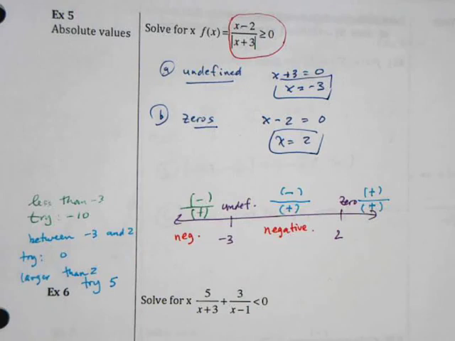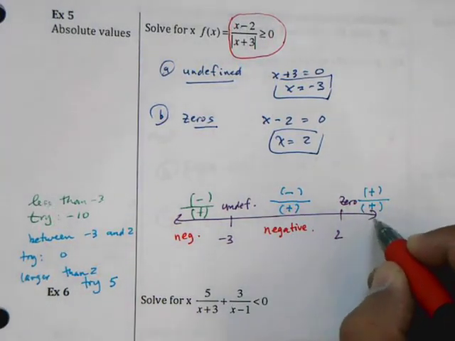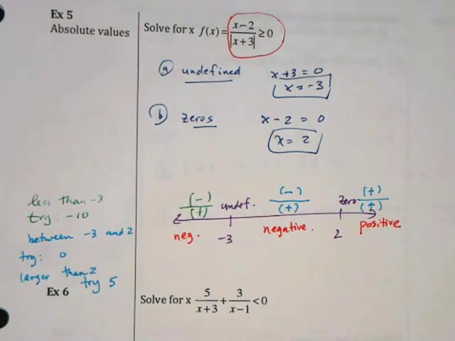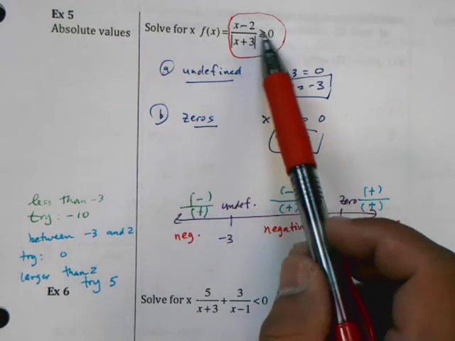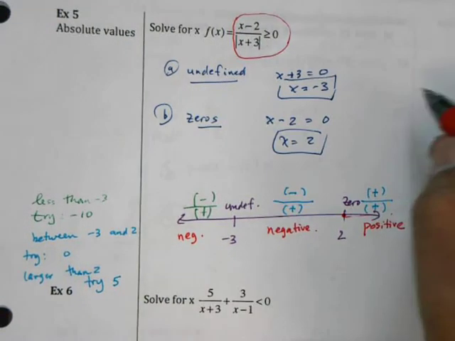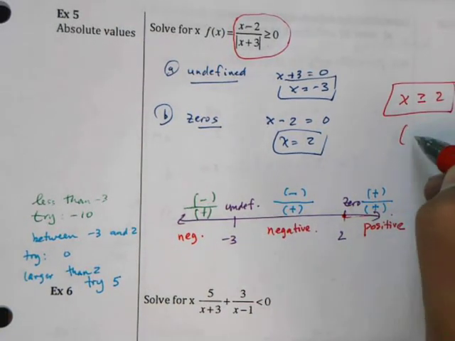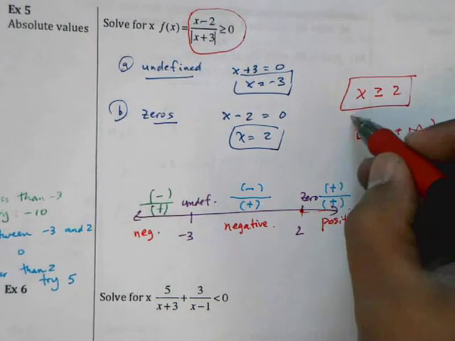So this leads me to conclude that if I put anything bigger than 2 in here, I'm going to get a positive answer. And here we want a solution where the whole thing is greater than or equal to 0. So that's here onwards. So the solution is x is greater than or equal to 2. Or in interval notation, 2 bracket, inclusive, to positive infinity.